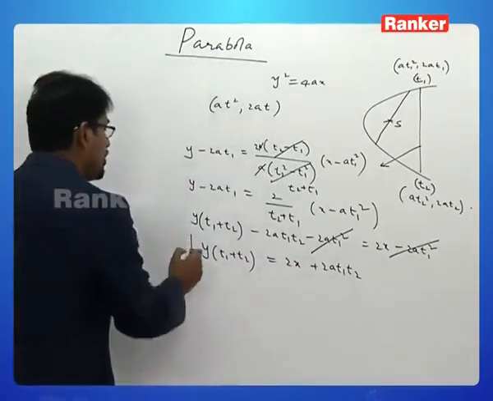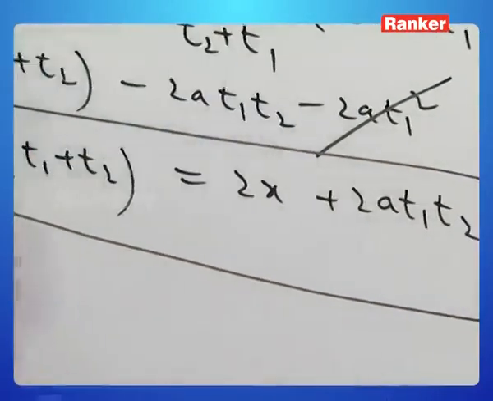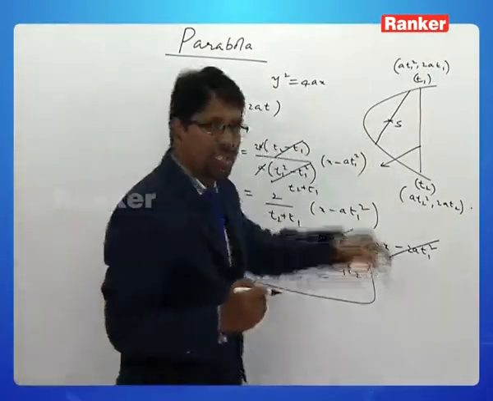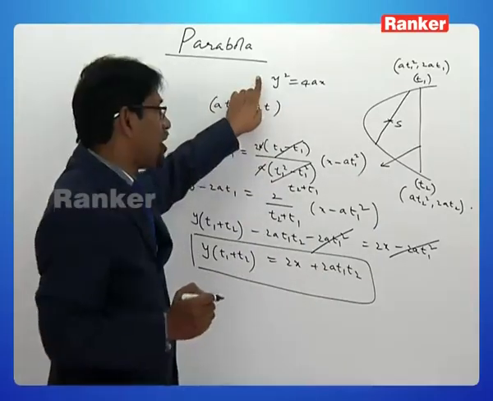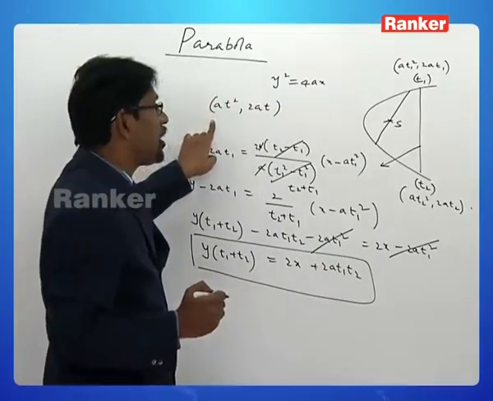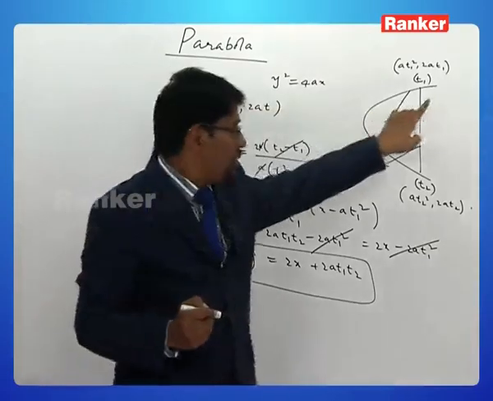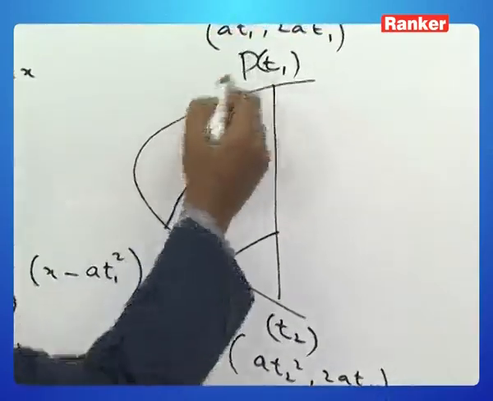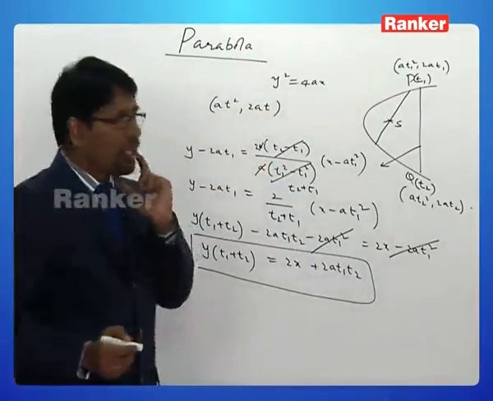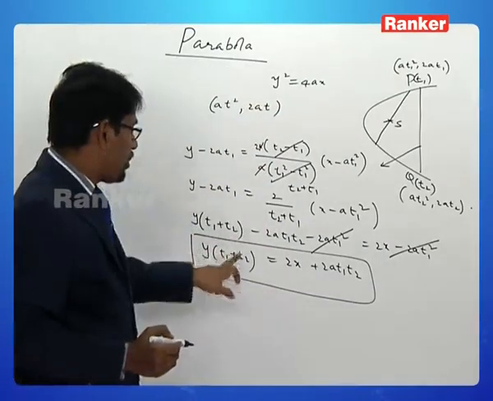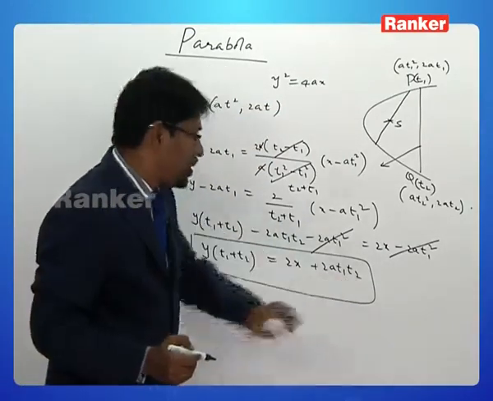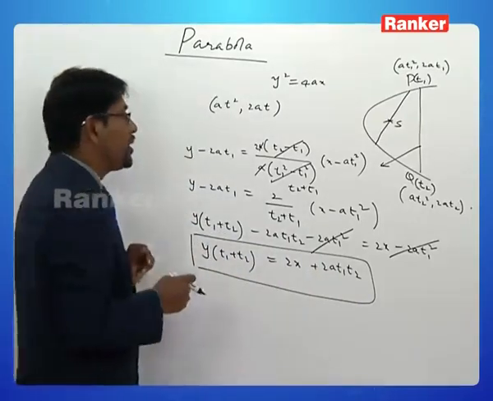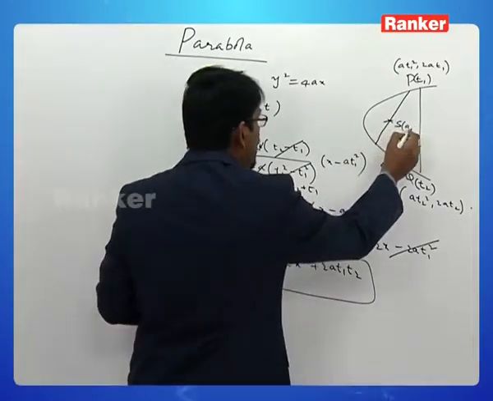Now that is a chord joining two points on the parabola whose parameter values are t1 and t2. That is, when I have a parabola y square equal to 4ax, (at square, 2at) is a general point on it. So suppose t1 and t2 are the parametric values of two points P and Q on this parabola. The chord joining them is given by y into (t1 plus t2) is equal to 2x plus 2a t1 t2. Now what if this chord happens to be a focal chord? That means it has to be passing through the point (a, 0).